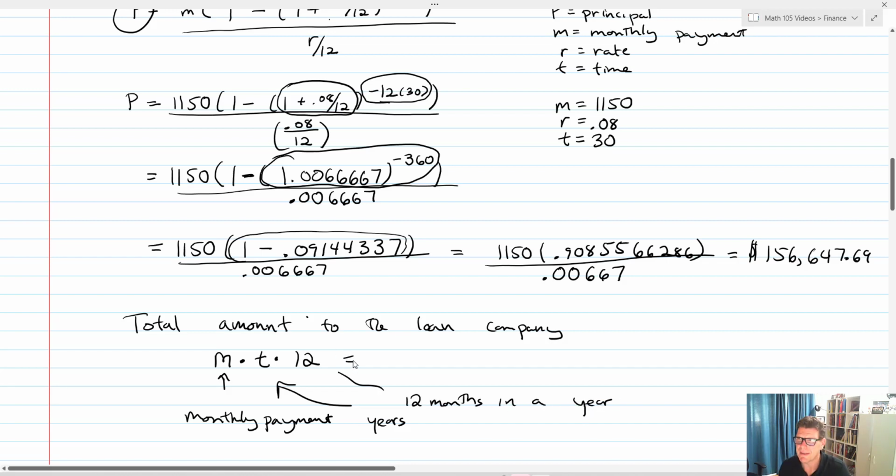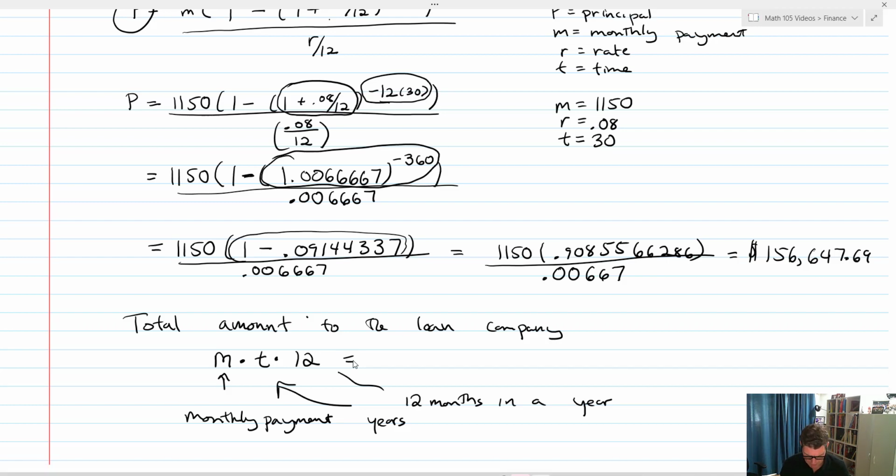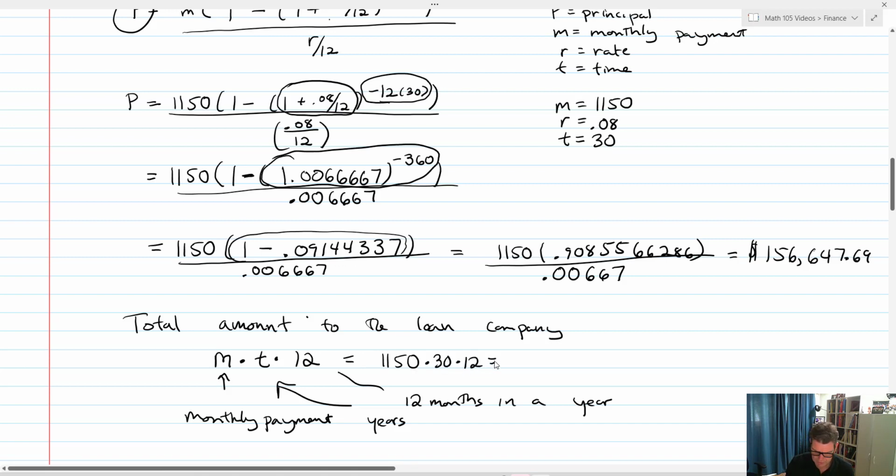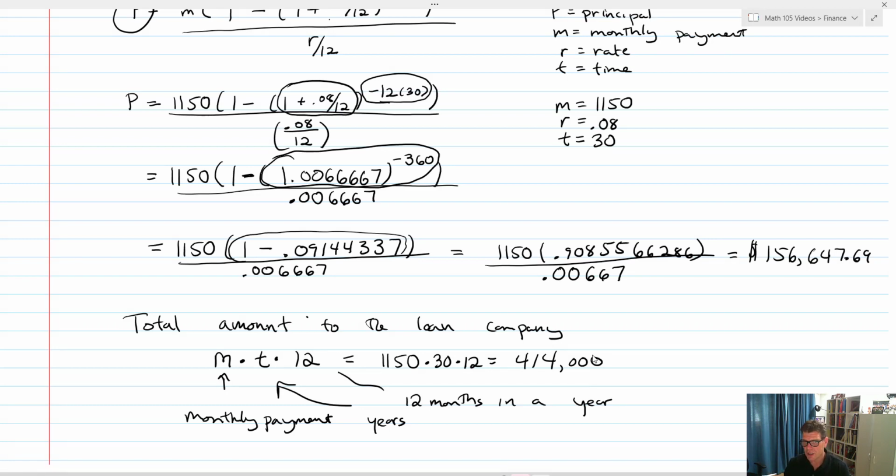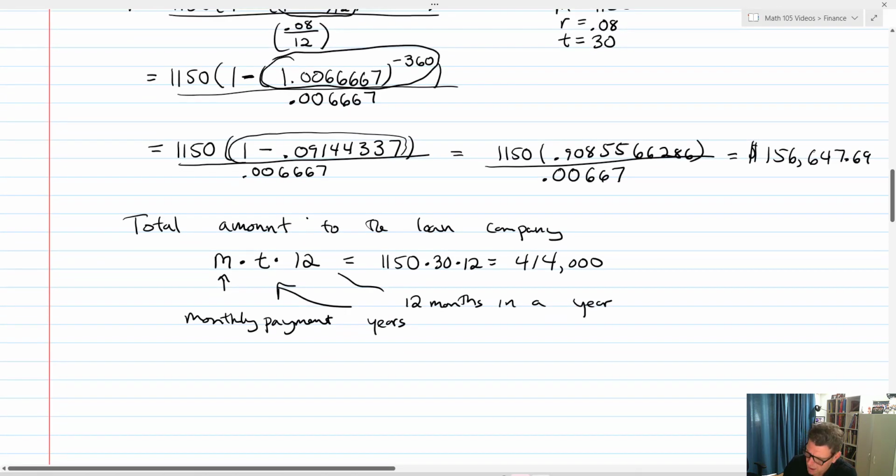If you think about it, it makes sense. That's actually how much you pay to the company: your monthly payment over the amount of time you pay. So we're going to take 1,150, that's my monthly payment, times 30 years, times 12 months. And what we get is $414,000. So that's what you actually pay to the company. There it is. So for your loan of $156,647.69, you pay $414,000.